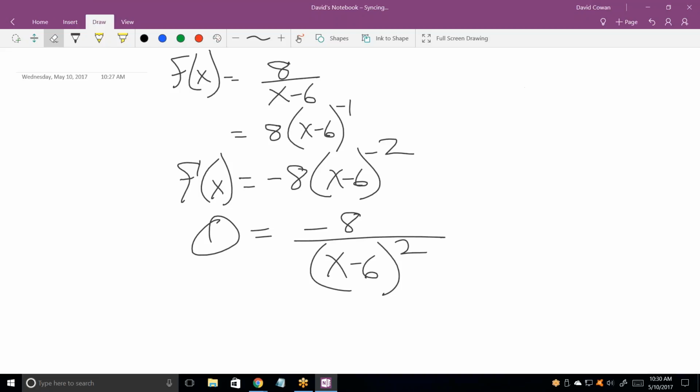That is one of my answers. This is fairly straightforward here. Hyperbolas that are oriented that way do not have horizontal tangent lines.